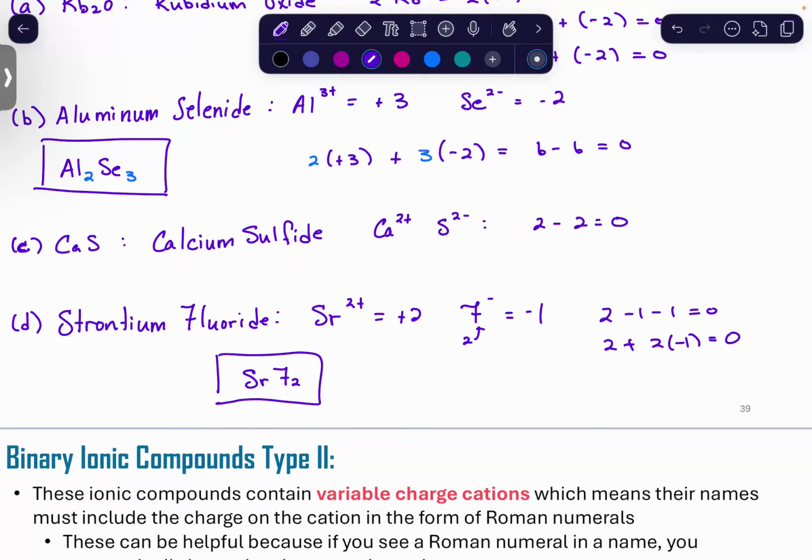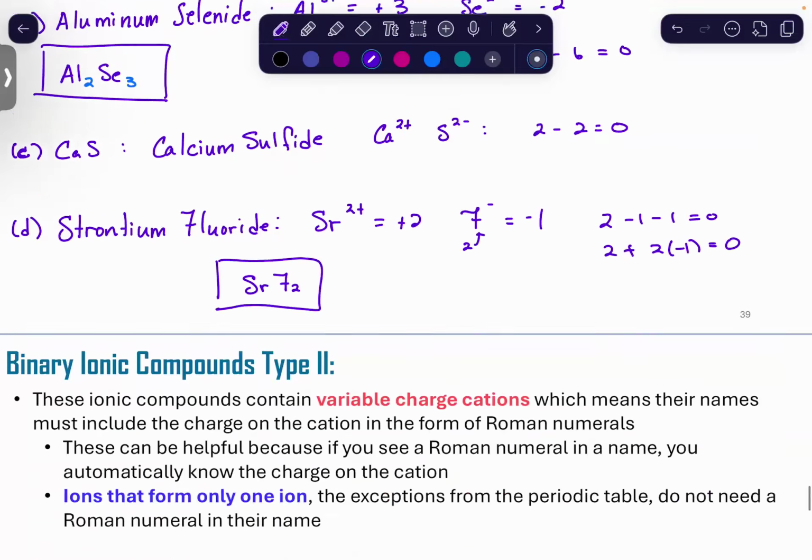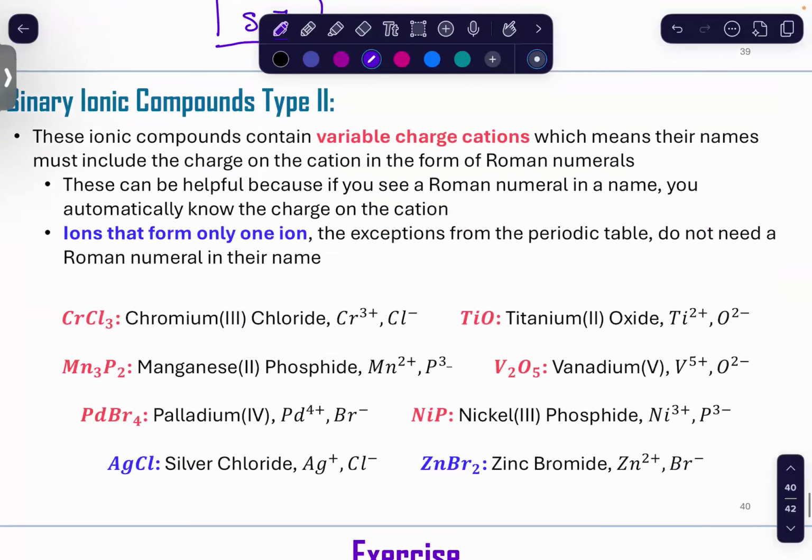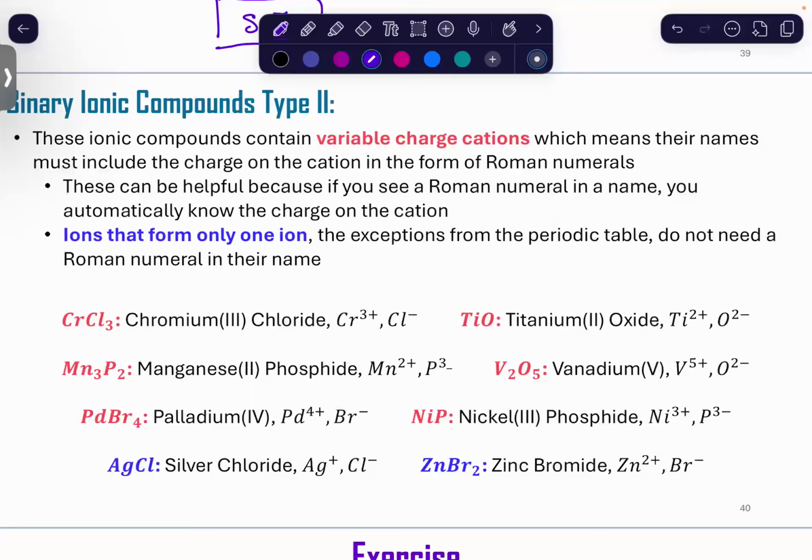So those are your first set of ionic compounds. Binary ionic compounds type 2. Okay, these are going to be your variable charge ions. When you have variable charge ions, you have to include a Roman numeral in the name that tells you the charge on the cation. So there, your CrCl3. That is your chromium-3 chloride. Chromium can have multiple charges. So I have to include that chromium is a +3 in the name.